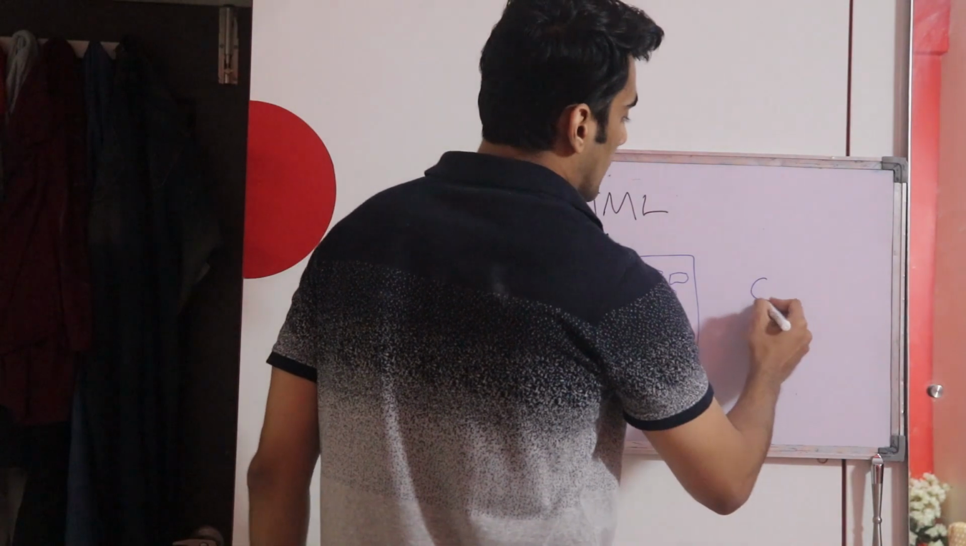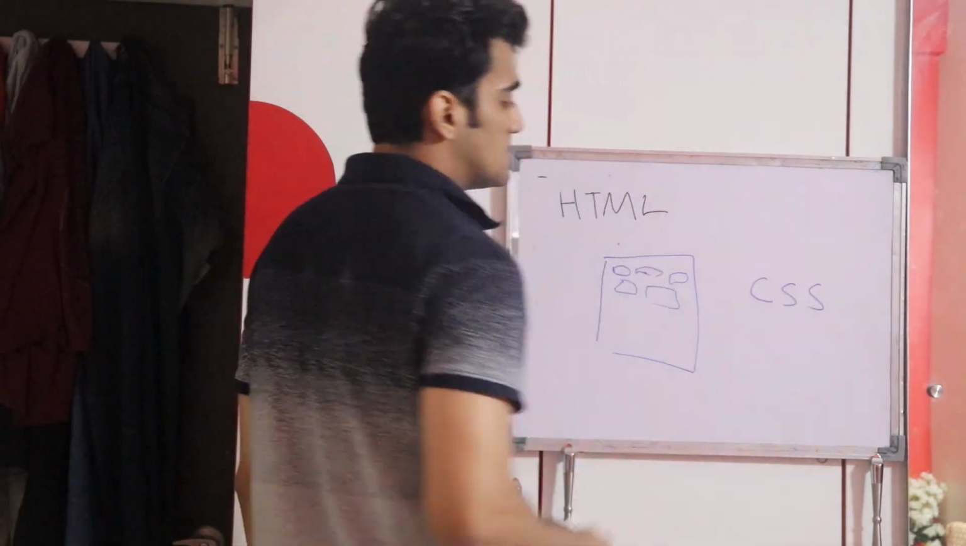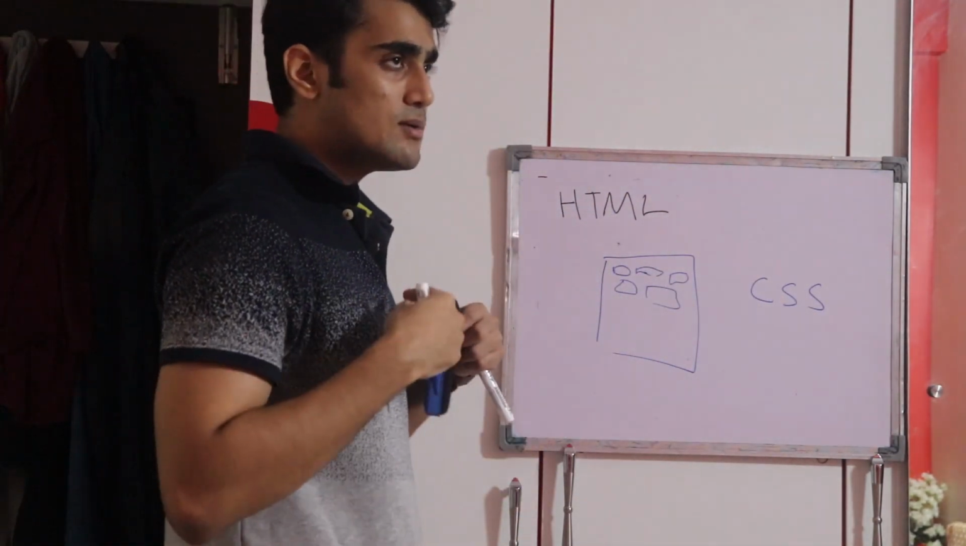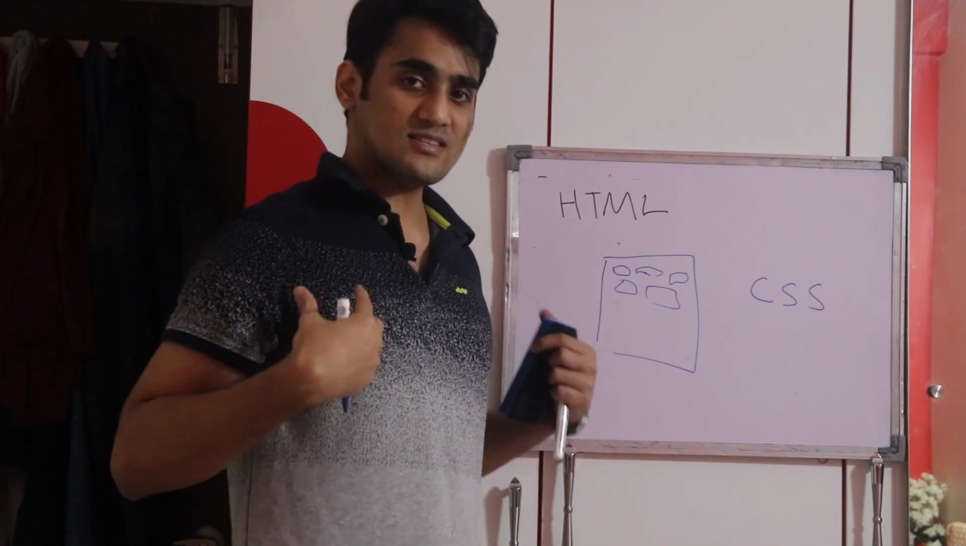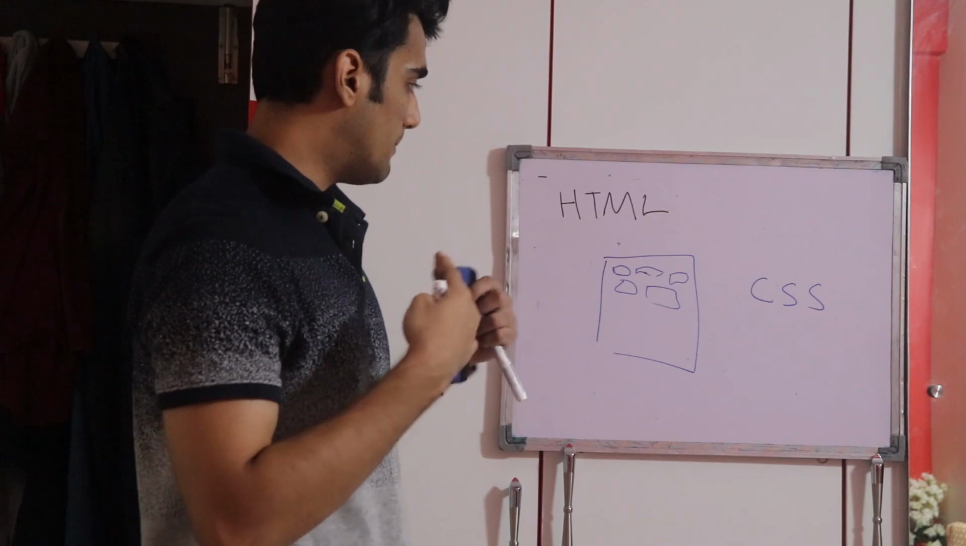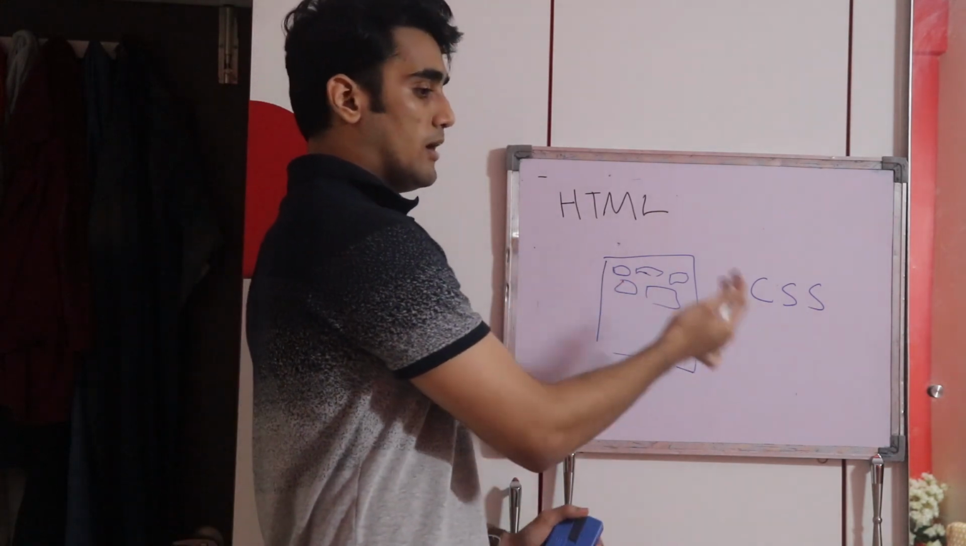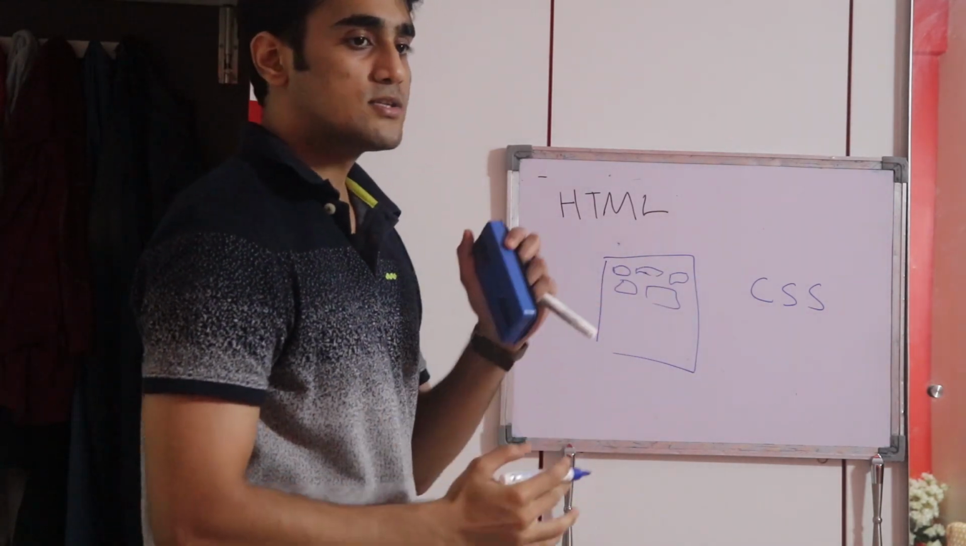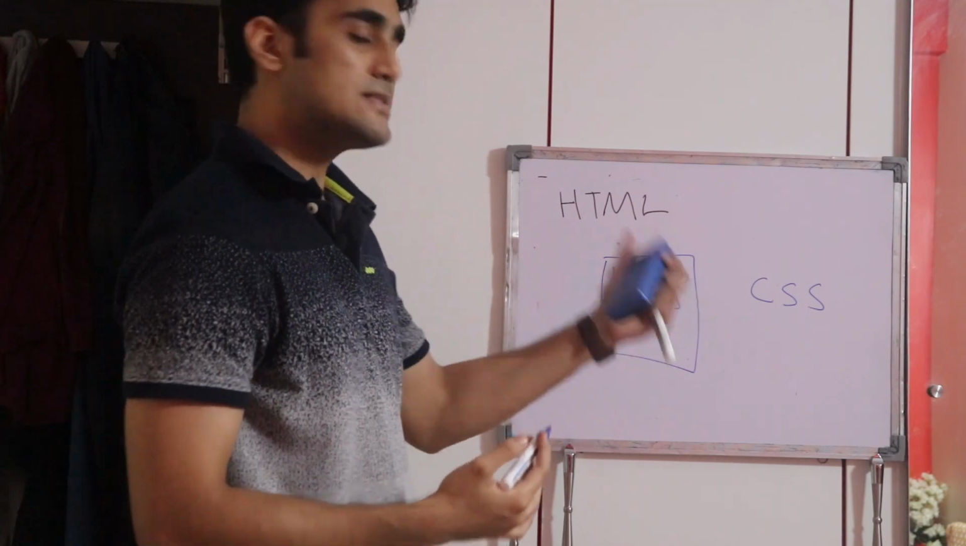So those are done by CSS. HTML is like just a bone, and my CSS is my flesh, my skin, my hair. So the basic structure is the HTML, and its design part, its styling part is covered by CSS.